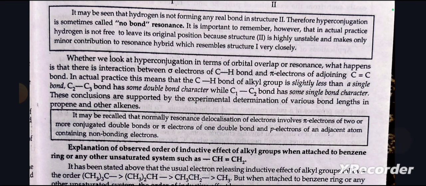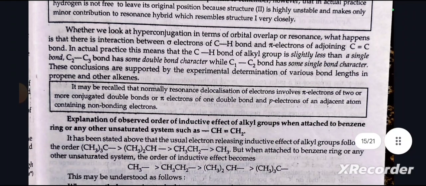It may be seen that hydrogen is not forming any real bond in structure 2. Therefore, hyperconjugation is sometimes called no-bond resonance. It is important to remember, however, that in actual practice, hydrogen is not free to leave its original position, because structure 2 is highly unstable and makes only a minor contribution to the resonance hybrid, which resembles structure 1 very closely.